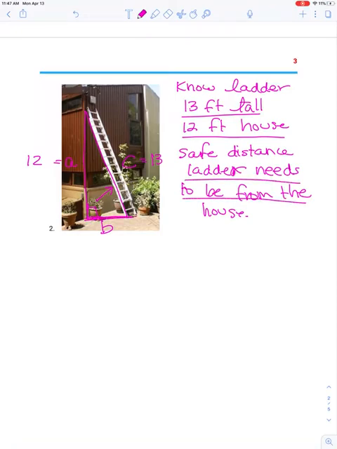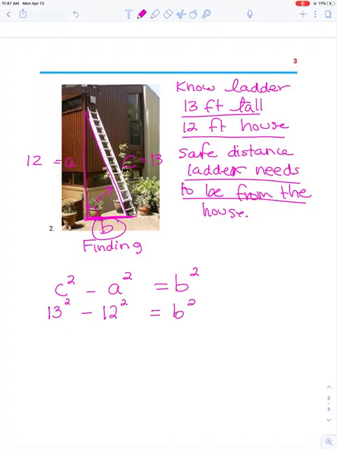So the ladder needs to be from the house. Here's what we're searching for. So this is what we're trying to find. Remember, that's what's going to be isolated on the equal sign. So now let's fill in everything else. C squared minus A squared. Okay, the value of my C is 13, so 13 squared. Value of my A is 12, so 12 squared equals B squared.